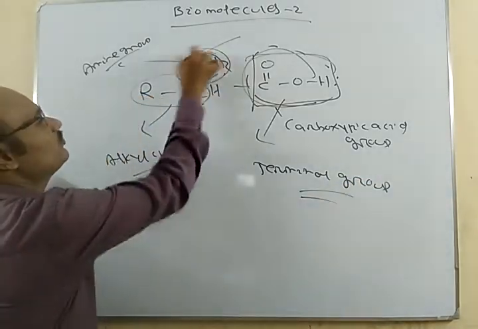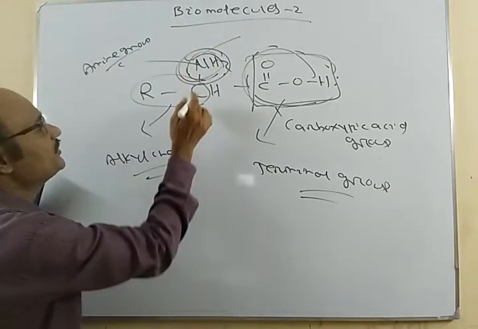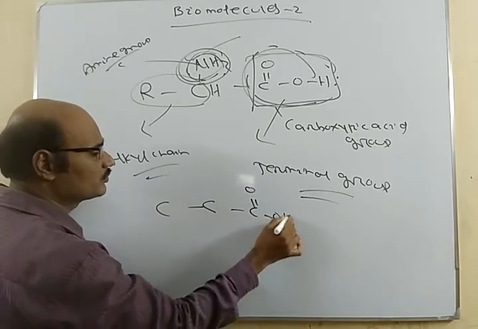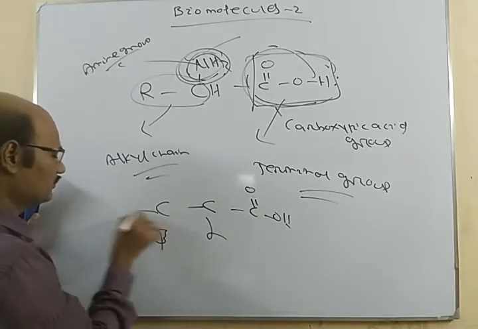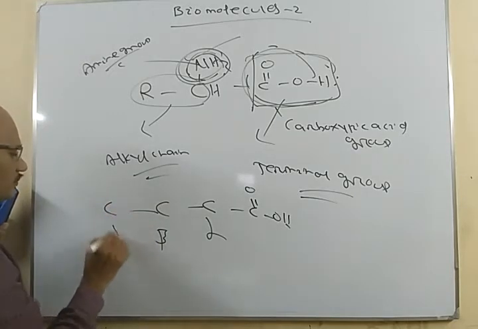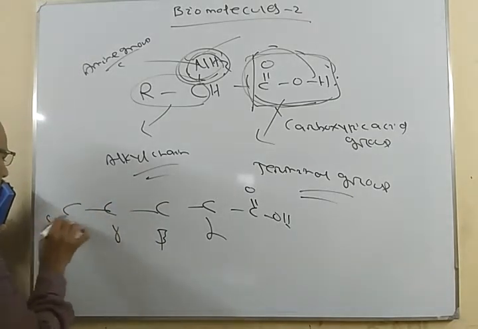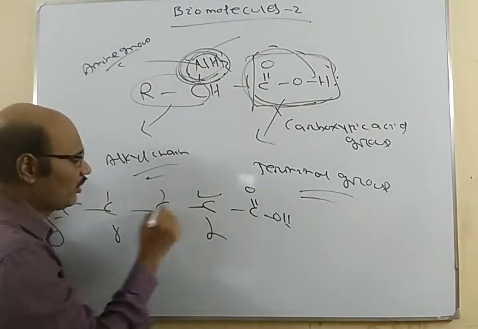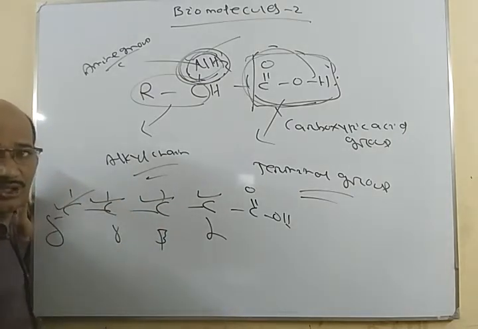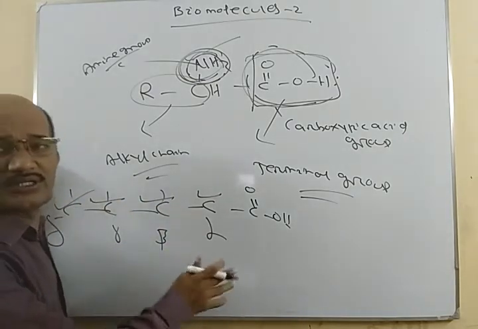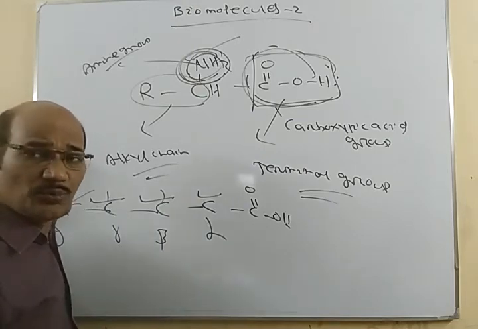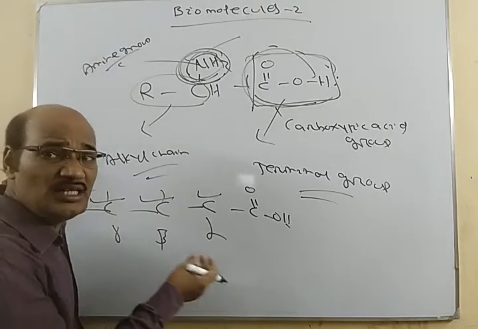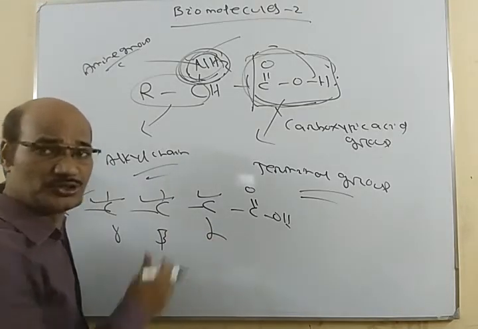Now this NH2 can be present at this carbon, the alpha carbon, beta carbon, gamma carbon, or delta carbon. So we have alpha, beta, gamma, delta amino acids. But mostly we will discuss the alpha amino acids, which are generally produced by the hydrolysis of proteins.